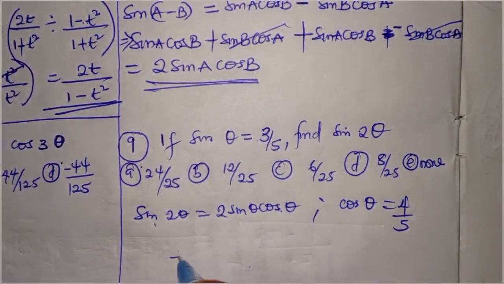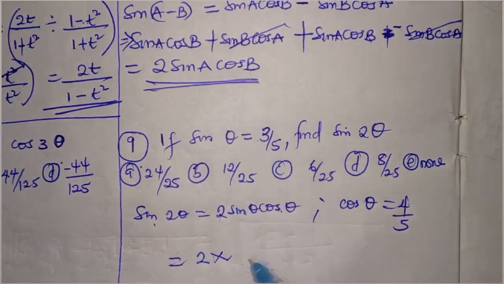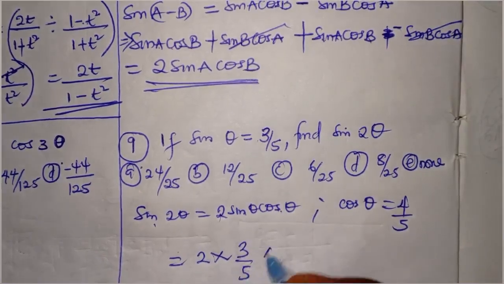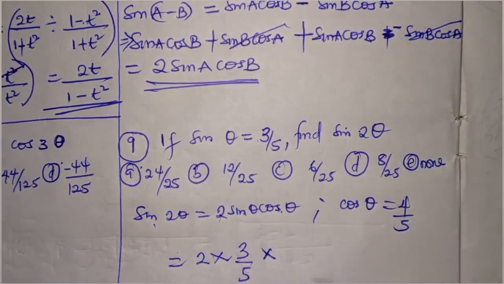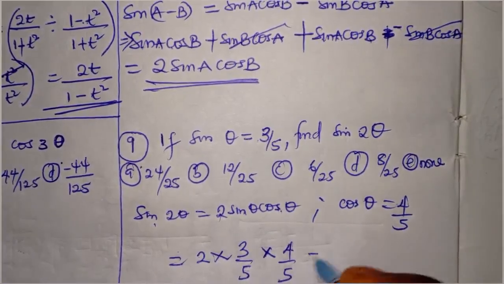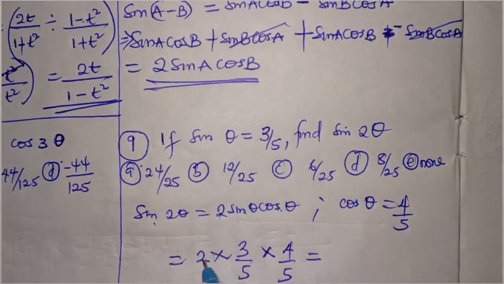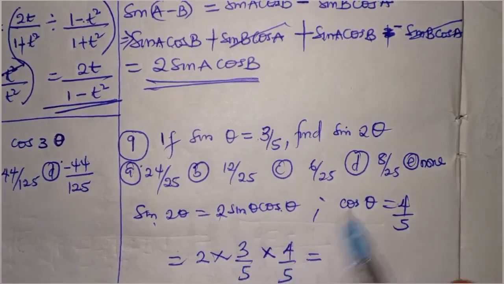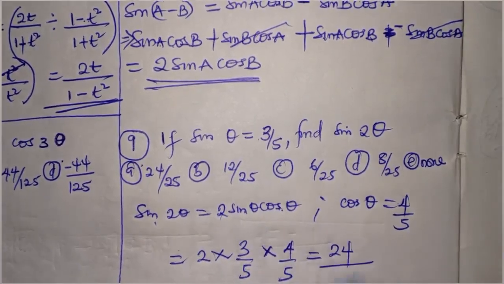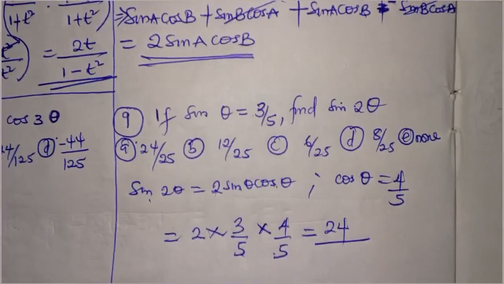So sine 2 theta will now be equal to 2 times sine theta, which is 3 over 5, times cos theta, which is 4 over 5. What will this be? 2 times 3 is 6, 6 times 4 is 24. 5 times 5 is 25.